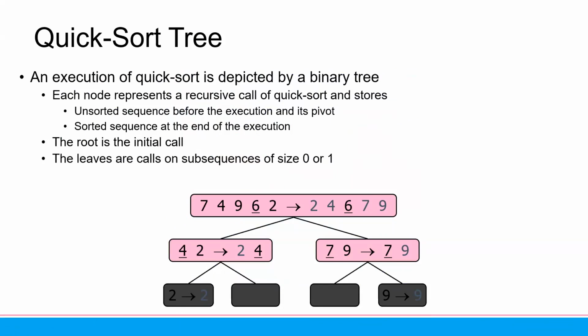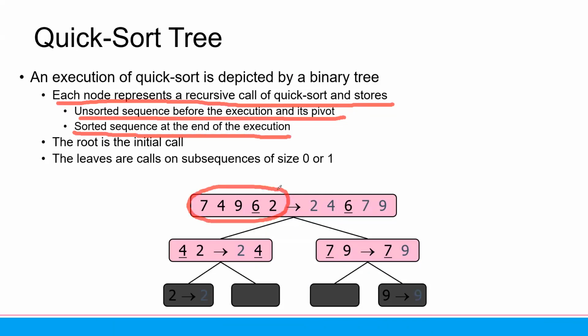We can also make a tree of this quicksort, similar to the merge sort tree, because we divide into two, which is L and G. The execution of the quicksort is depicted by a binary tree, and its nodes represent a recursive call of quicksort and store the unsorted sequence before the execution and its pivot, and the sorted sequence at the end of execution. So first, maybe we can see the unsorted sequence, and then after we do the operation, we can get the sorted sequence.